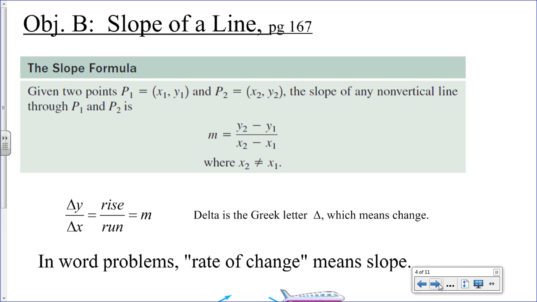Let's talk about slope. So again, something you should be familiar with, the slope of a line, our slope given any 2 points: y2 minus y1 over x2 minus x1. We use m as our variable to represent slope.